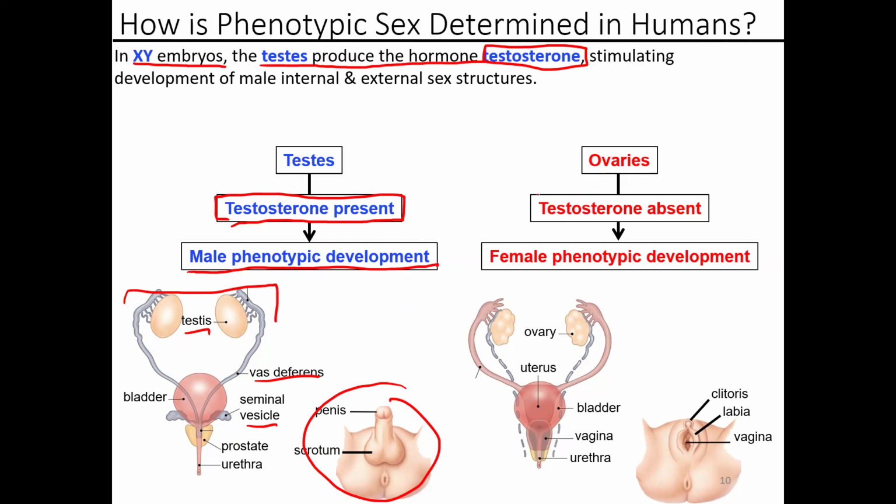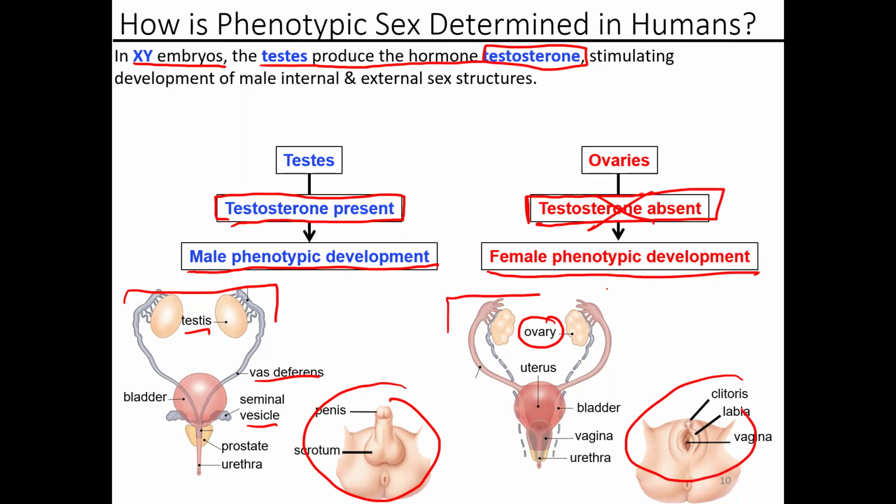Versus the ovaries, you can see that without the SRY gene and without that protein, testosterone is not going to be produced right here. And because of that, female phenotypic development is going to happen. So now you can see that the ovaries are developing because of the absence of the SRY gene. And then you can see that we now are going to have a clitoris, a labia, and then a vagina. So this will be our external, and then this will be our internal.